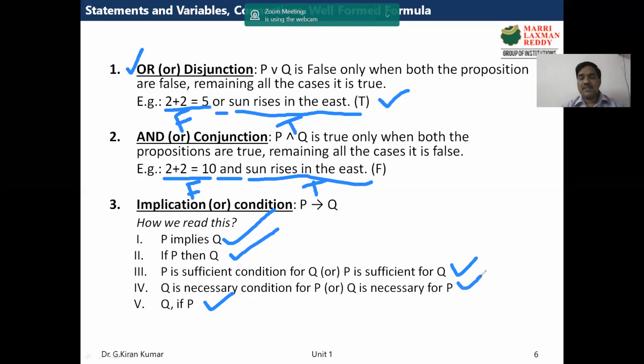I can call P implies Q. I can also call it if P then Q. I can also call it P is a sufficient condition for Q. I can also call it Q is a necessary condition for P. And another way is Q, if P. So these are different ways to say implication.